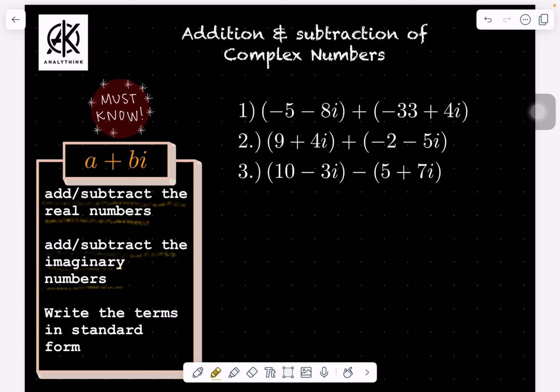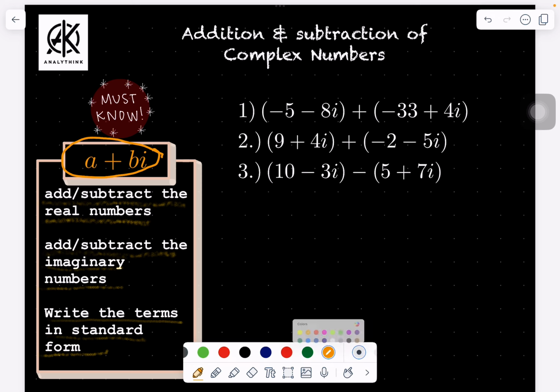So you cannot add real and imaginary numbers. Just combine the real ones and the imaginary ones, and then write the terms in standard form. When we say standard form, this is your a plus bi. So real number first, plus your imaginary number. So let's try to solve number 1.